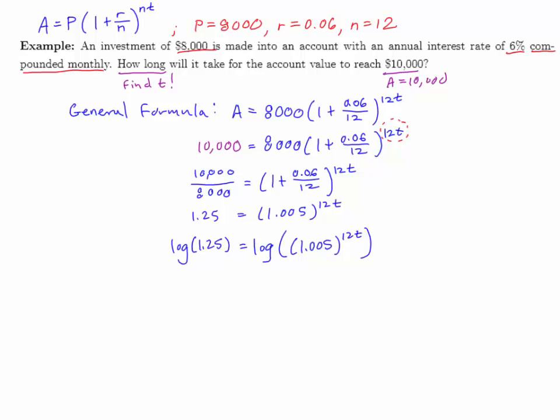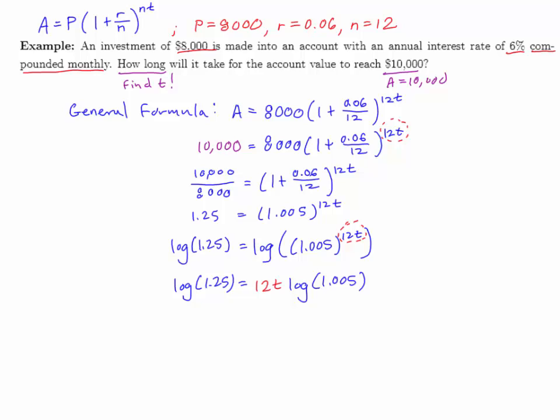And what that will do then is, because I've applied that log function to the right-hand side, this variable that was in the exponent is going to come out front as a coefficient. So that right-hand side will now be 12t times log of that 1.005. And that left-hand side is log of 1.25 still. Okay, so not too bad. At this point, this equation is just linear.